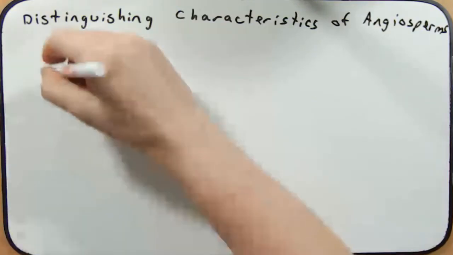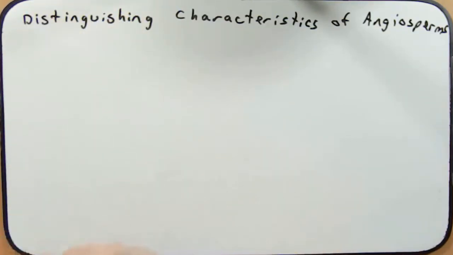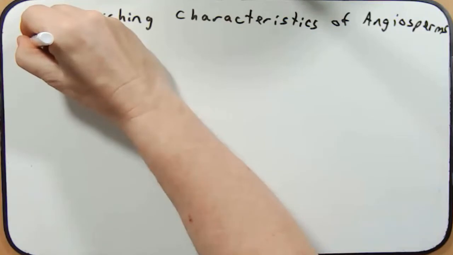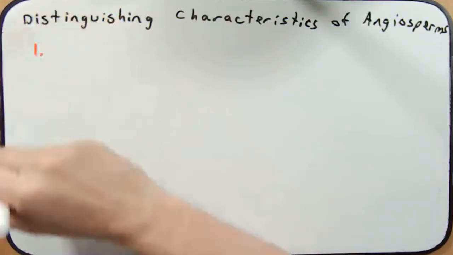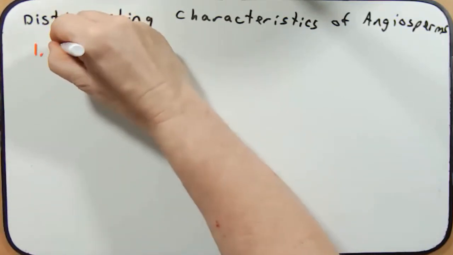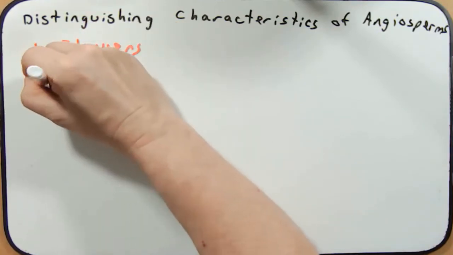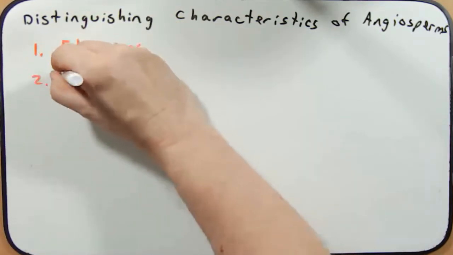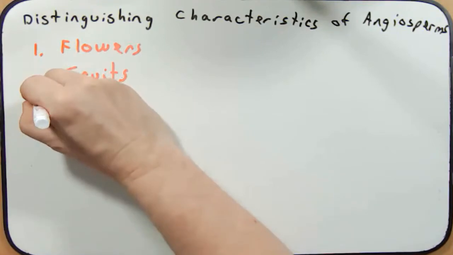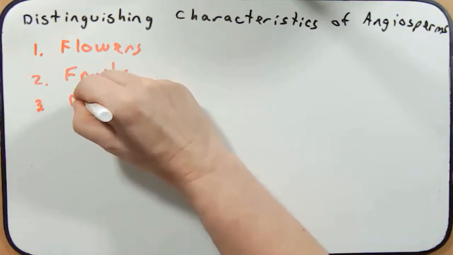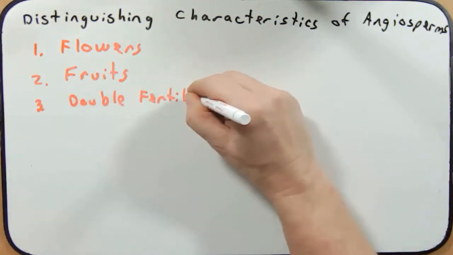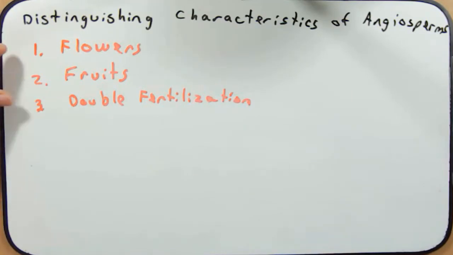All right, let's go ahead and get started with a discussion of the distinguishing characteristics of angiosperms. And so I'm just going to list them right now. The first is that they have flowers. And then the second is that they have fruits. And they also have something called double fertilization. These three things, flowers, fruits, and double fertilization, are distinguishing characteristics of angiosperms that sets them apart from other plants.